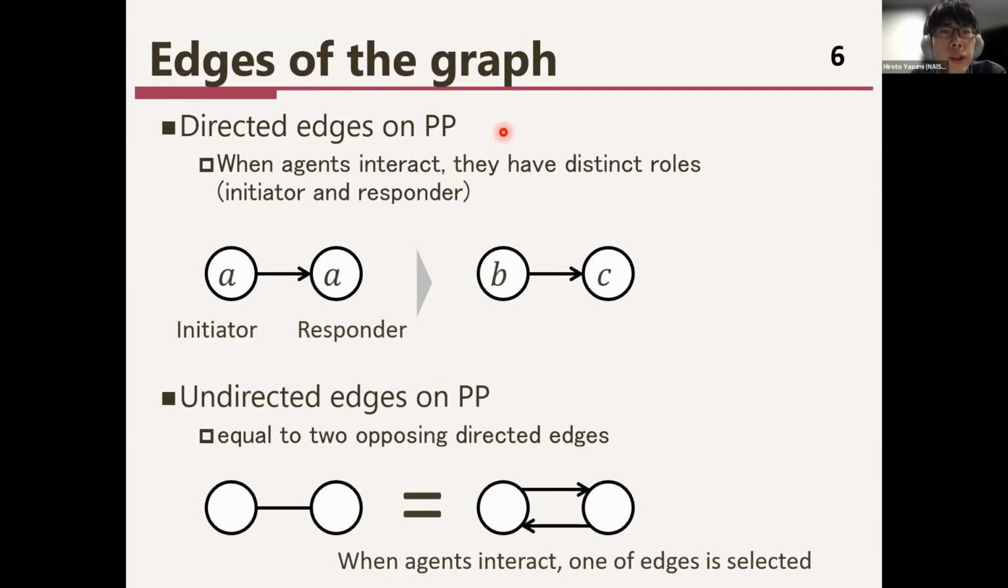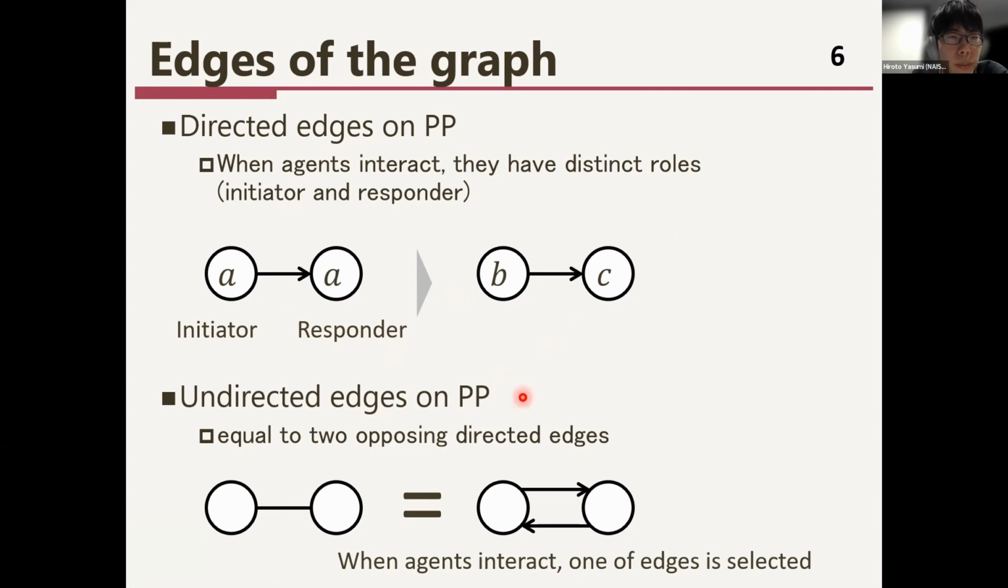Directed edges on the population protocol model give direction to an interaction. So on directed edges, when agents interact, they have distinct roles, initiator and responder. By these roles, agents can break asymmetry. So for example, when two agents with the same states interact, they can transition to different states.